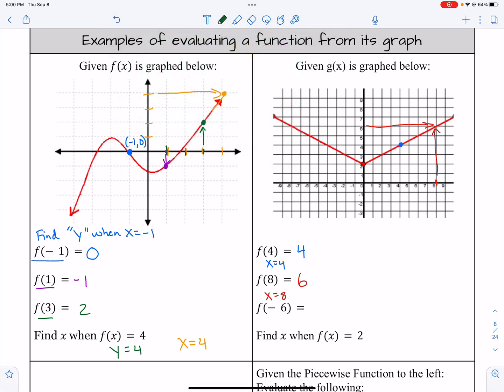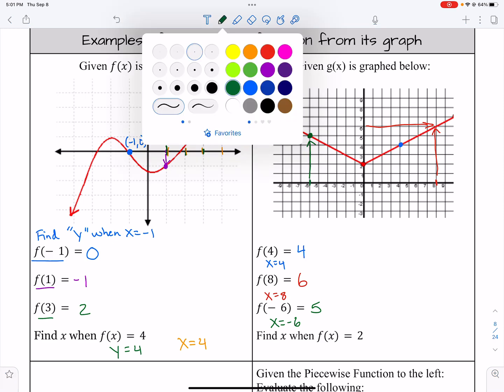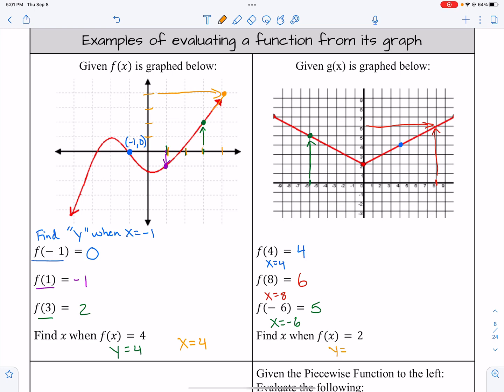And then f of negative 6, so where x equals negative 6. So we go there, go to the graph, and just pick out the y value, which looks like it's 5. And then last but not least, it says find x when f of x is 2. That means when y equals 2, you're looking for the x value this time. So I see where y equals 2, x would just equal 0.